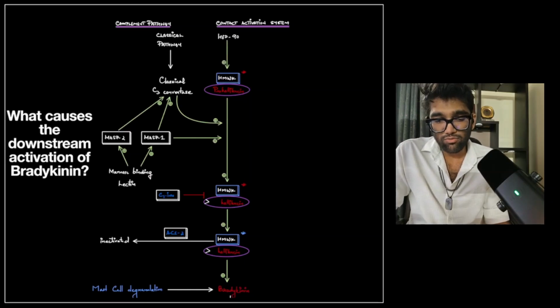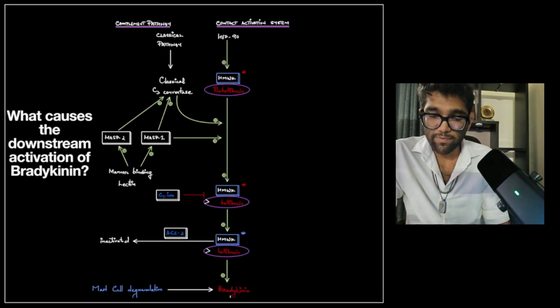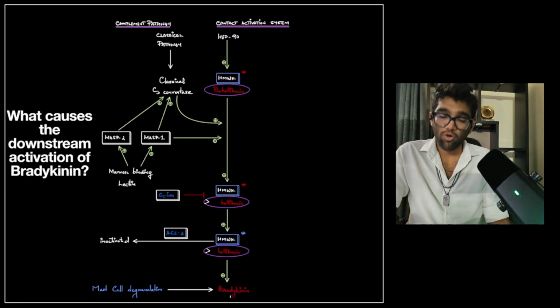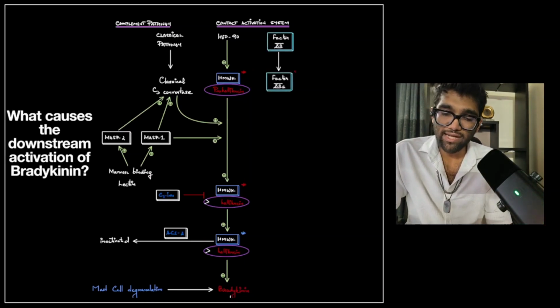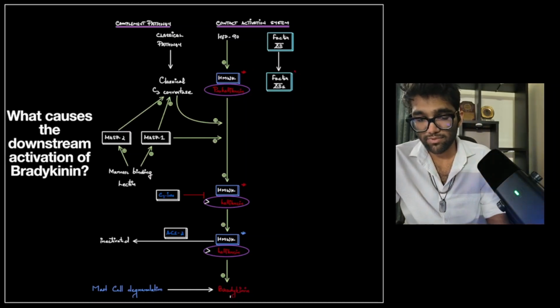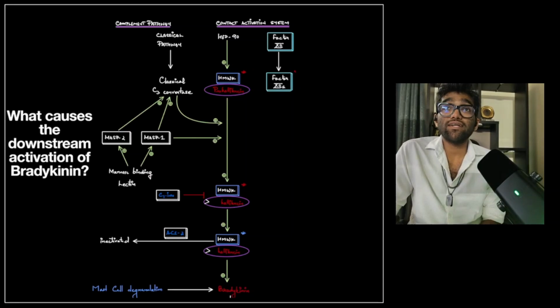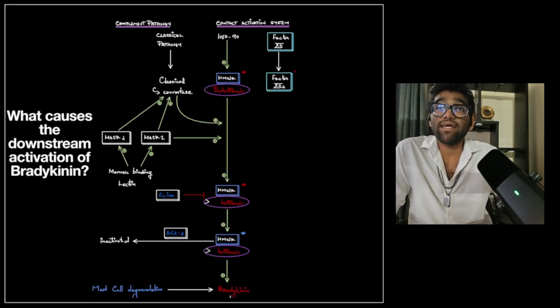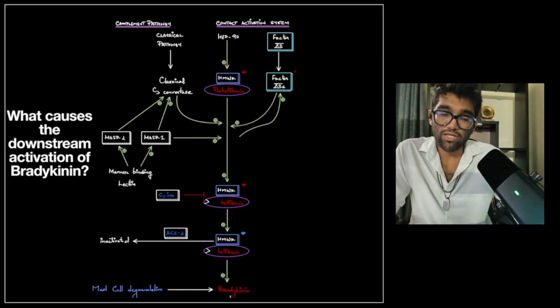Now, inflammation and the resultant release of damage-associated molecular patterns like HSP90 can also activate the same complex in the same way. Now, factor 12, which I told you is part of the contact activation pathway, can be activated when factor 12 comes in contact with dysregulated endothelium. This factor 12 also activates high molecular weight kininogen-bound prekallikrein and converts it into kallikrein.